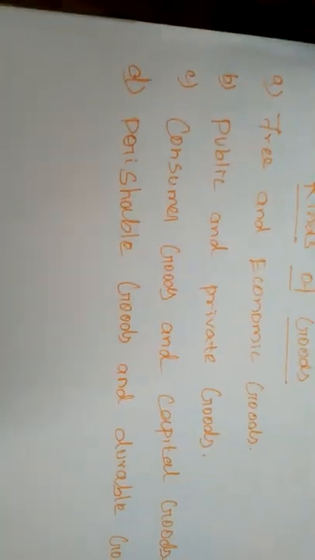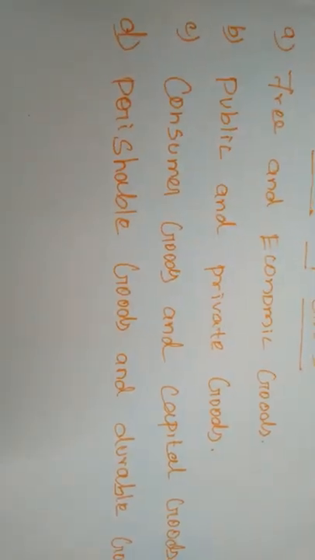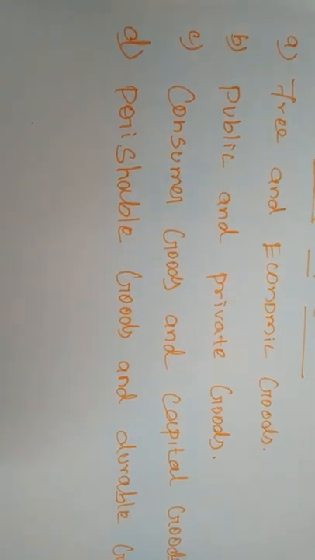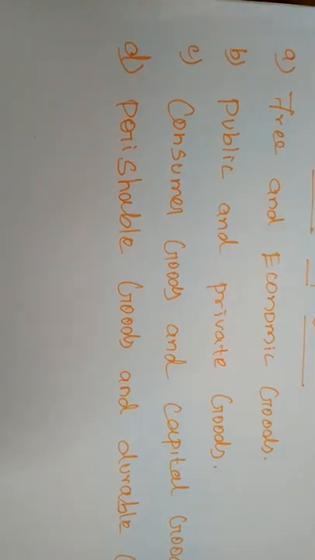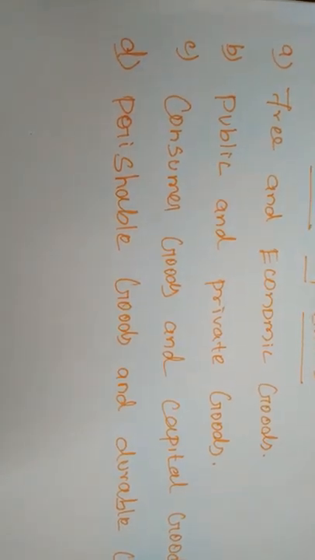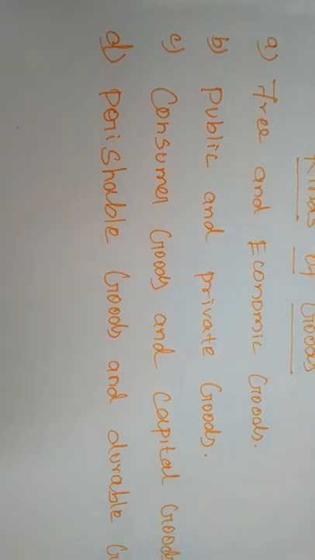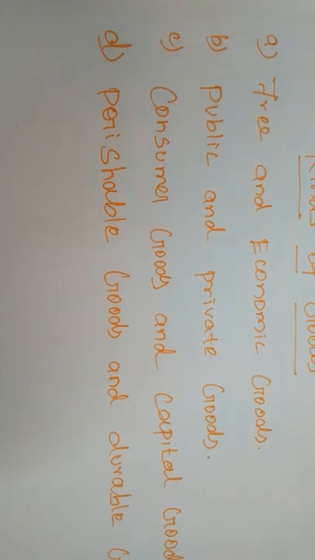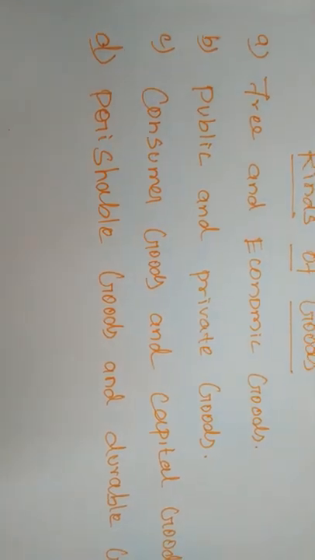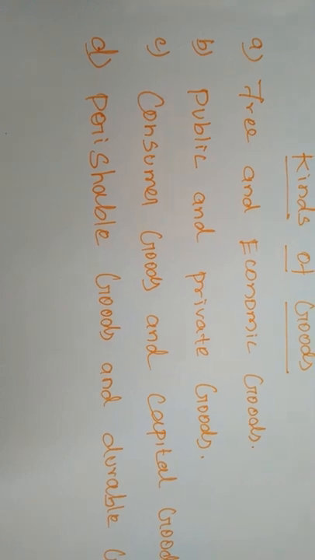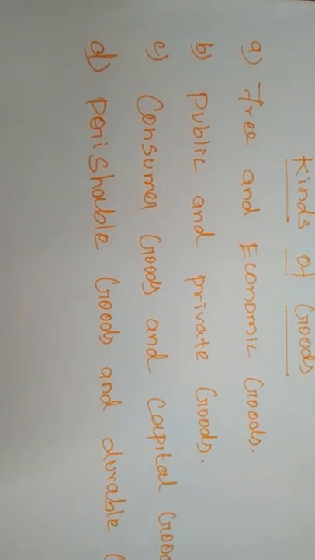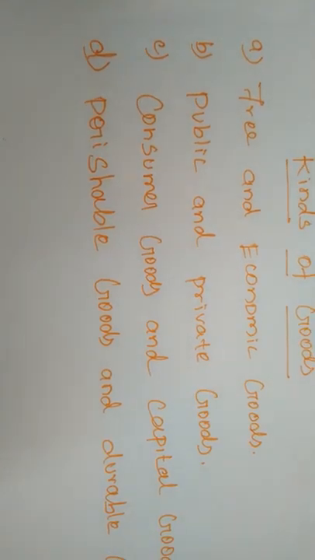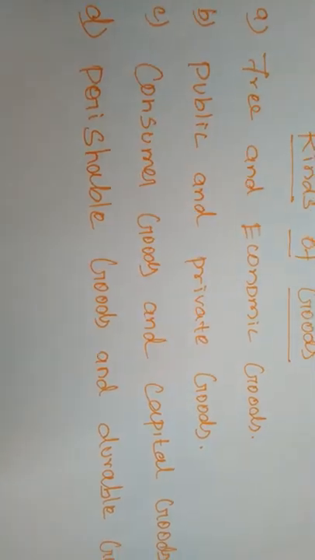Next are consumer goods and capital goods. What goods are considered consumer goods and capital goods? Consumer goods directly satisfy human wants, such as food, TV, furniture, automobile, bike, and clothes. Whatever we want to consume, we can use those commodities directly, and the goods directly satisfy the consumer. That is called consumer goods.